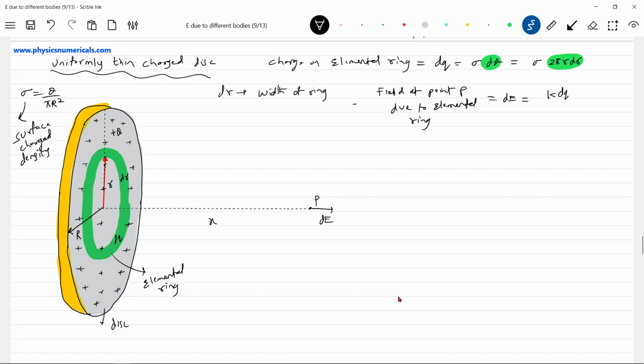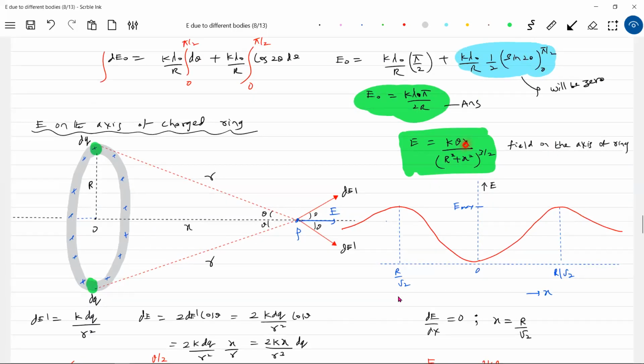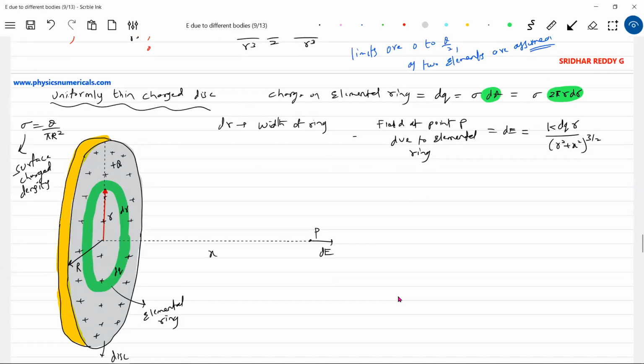dE should be equal to, what is the formula? K dq r by r square plus x square to the power of 3 by 2. From where am I bringing this? What is the radius of this green color ring? Small r. And what is the field strength on the axis of that ring? This should be the formula. Go back, just now we derived. Yeah, x. No, it should be, sorry. KQx it is.